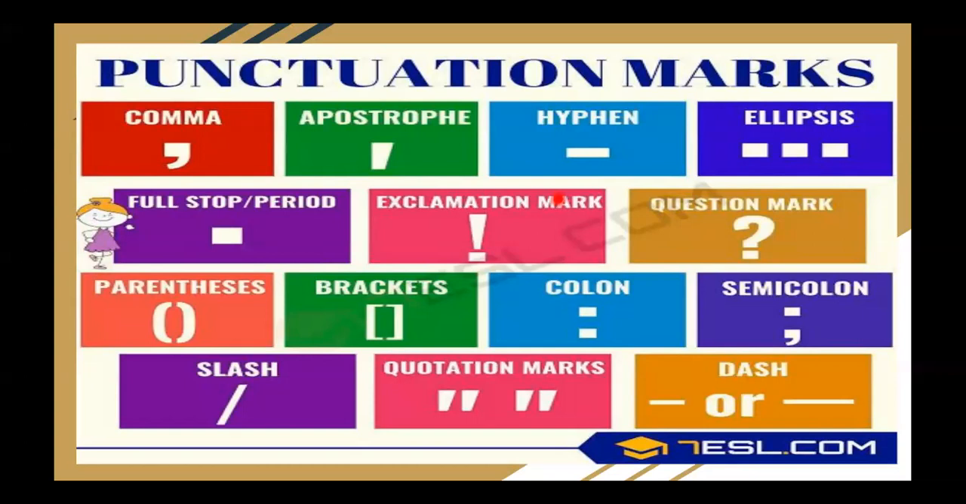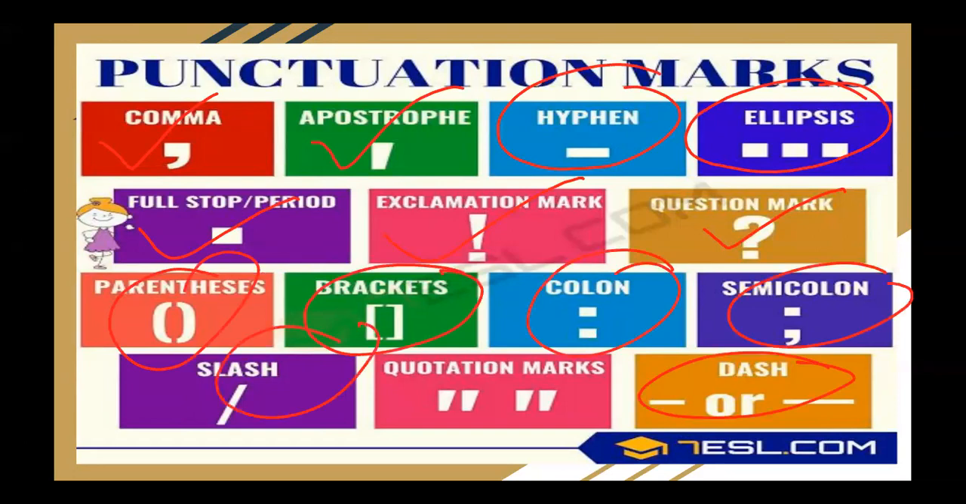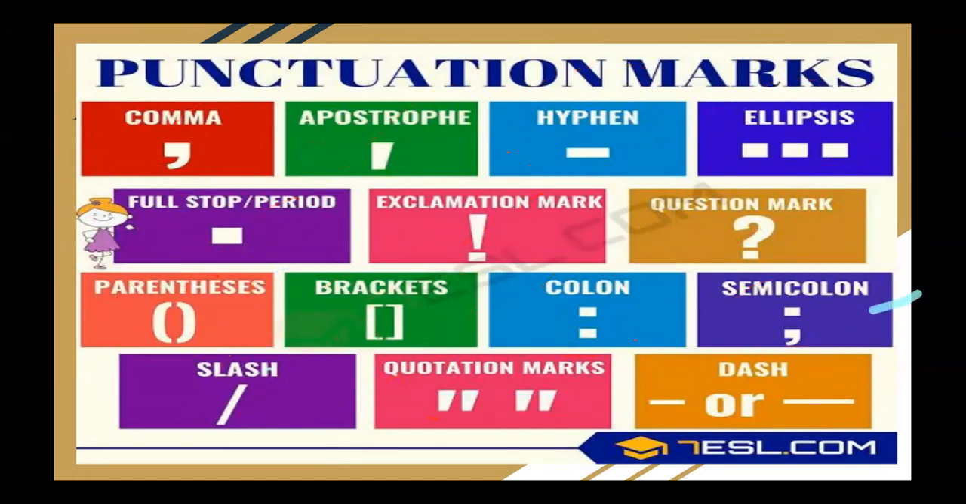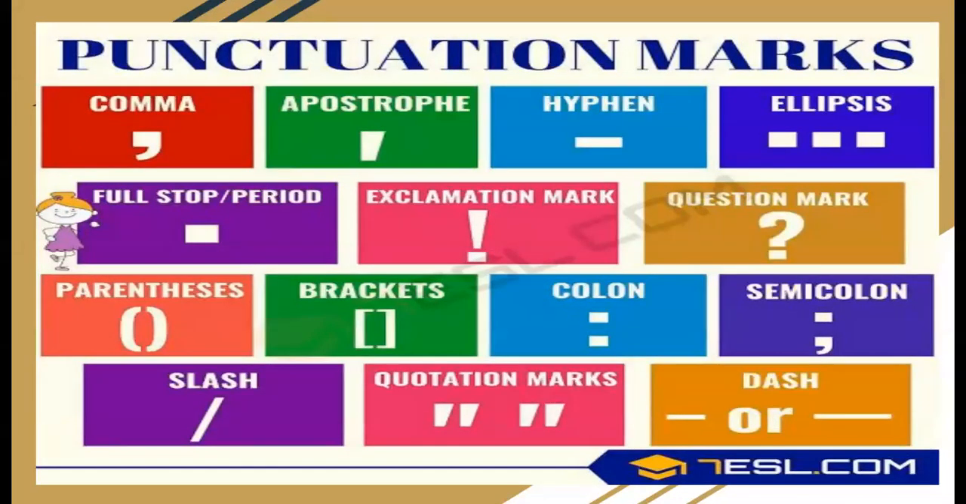So we have discussed comma, apostrophe, exclamation mark, period, full stop, question mark. These many we have discussed. In the next class, inshallah, we'll discuss ellipsis, hyphen, parenthesis, brackets, colon, semicolon, slash, dash, quotation marks, and some of the other punctuation marks. All right. Do you have any doubts regarding today's class?